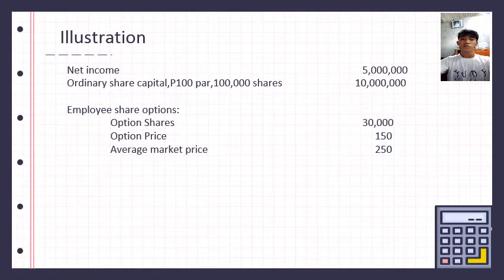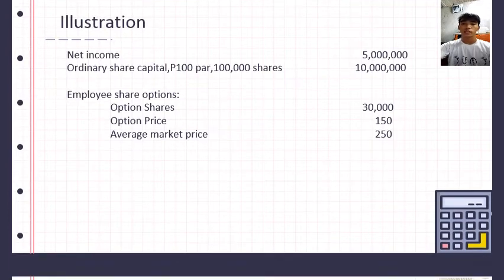For more understanding about the theory of earnings per share, we provide two illustrations using the two measurements of earnings per share, namely basic and diluted earnings per share. First illustration: an entity had the following data at the beginning of the current year. Net income of 5 million, ordinary share capital of 10 million, which is 100 par, 100,000 shares. Employee share options: option shares of 30,000, option price of 150, average market price of 250.